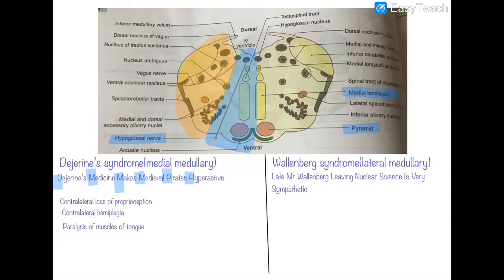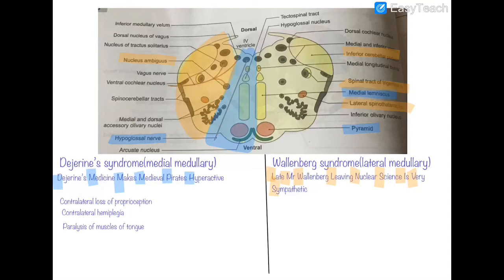Now moving on to the Wallenberg syndrome, the structures affected here are the lateral spinothalamic tract, the nucleus ambiguus, the spinal tract of trigeminal nerve, the inferior cerebellar peduncle, the vestibular nuclei and the sympathetic fibers passing to this region. The L stands for lateral, M for medullary, W Wallenberg, L lateral spinothalamic tract and nucleus ambiguus, S spinal tract of trigeminal nerve, I inferior cerebellar peduncle, V vestibular nuclei and S sympathetic fibers.